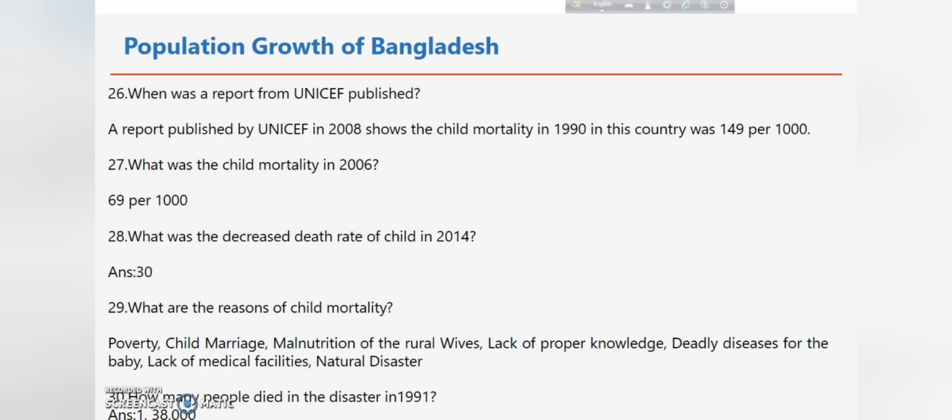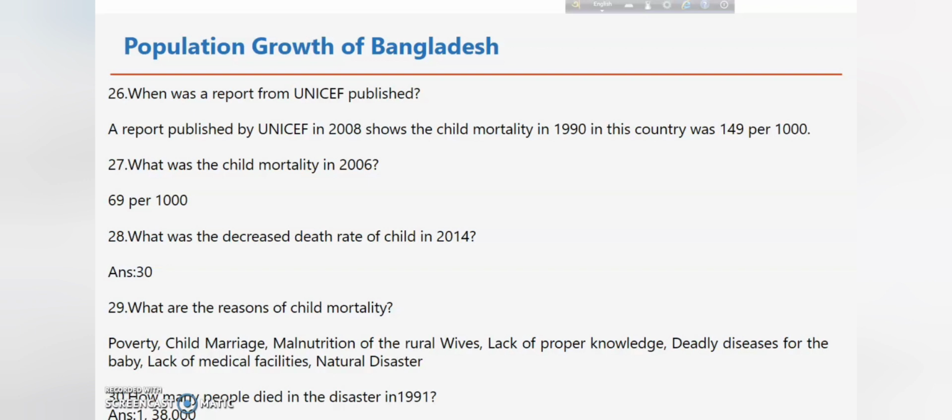Yes, you people heard the right thing. Poverty, child marriage, malnutrition of the rural wives, lack of proper knowledge, deadly diseases for the baby, lack of medical facilities and natural disaster, etc., are the sum of the reasons of child mortality.